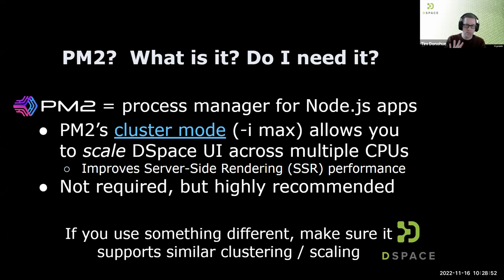If you're seeing slowness there, you probably want to switch over to a cluster mode or some other tool like PM2 that can use this sort of clustering across CPUs. So we have found this very useful for those performance reasons. If you don't want to use PM2, you don't have to. There are other tools that can do things similarly. We just recommend making sure that you have a way to similarly scale the user interface for that server-side rendering, for that first hit to the user interface.